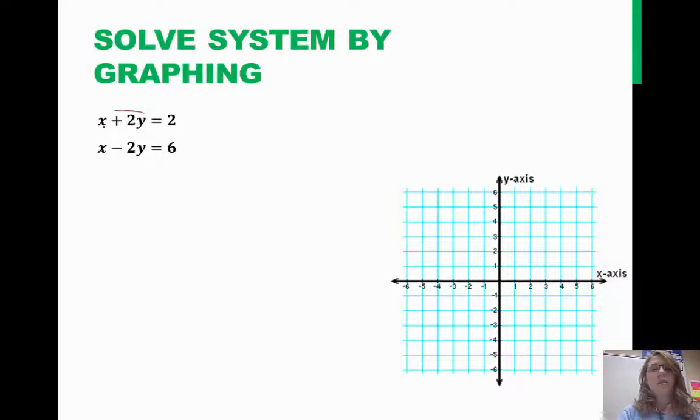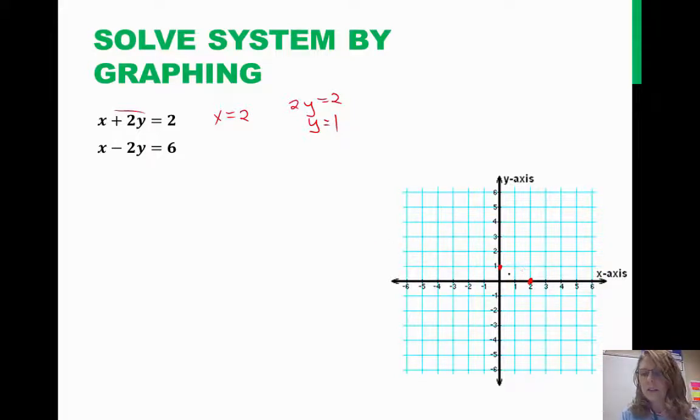Okay, so if I solve by intercept and I put in 0 for y, the y cancels out, so we'll have x equals 2. If I put in 0 for x, then I'll have 2y equals 2 or y equals 1. So I'm going to put both those points on my axis right now. So x equals 2 we have right here, and y equals 1 right here. I'm going to connect those points.